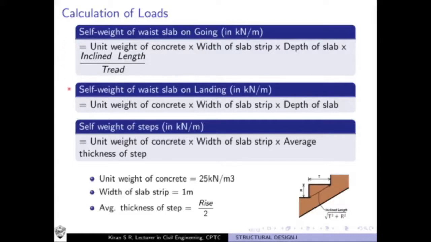Now you have to determine the self weight of the waist slab on landing. So the landing slab self weight is what you are going to find out. So it is fairly easy. Unit weight of concrete into width of slab strip into depth of slab.